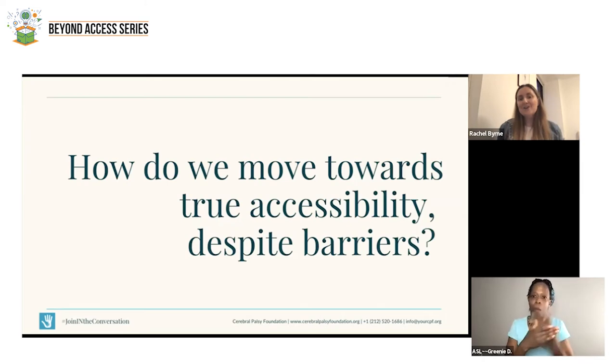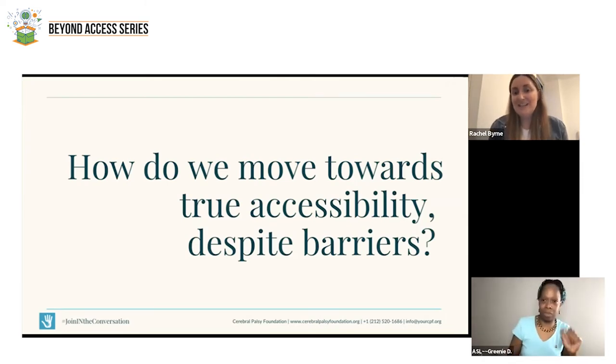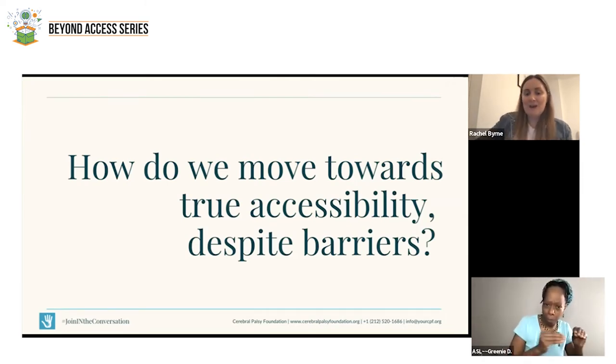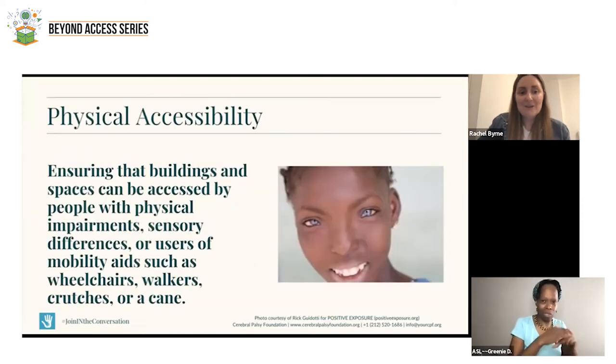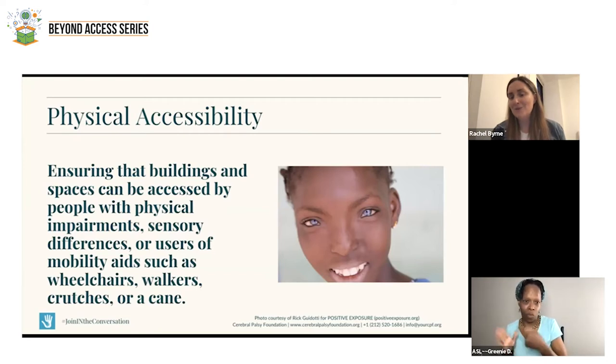So how do we move towards truly accessible environments and communities despite all the barriers that we've just discussed? Well, a few examples that we have here are curb cuts. For any of you who need them, whether it be because you're using a wheelchair or a mobility aid, or because you have a child who's using a stroller, they are really vital to accessibility when we're thinking about navigating the streets, whether it be in New York or any other city. Clear emergency routes are another one. Making sure things aren't in the way of emergency routes.